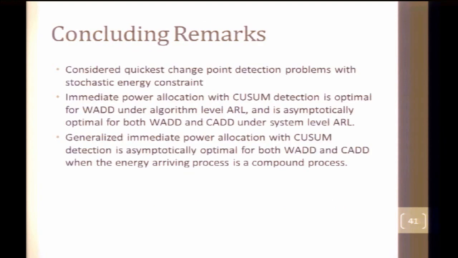Let me offer some concluding remarks. We considered change point detection problems with stochastic energy arrival constraints, and we found that the greedy power allocation plus Q-sum strategy, although very simple, is a good rule in a certain sense. We also generalized the model to a binary model, and considered a more general energy arrival model. And we showed that greedy plus Q-sum is also good for both cases.